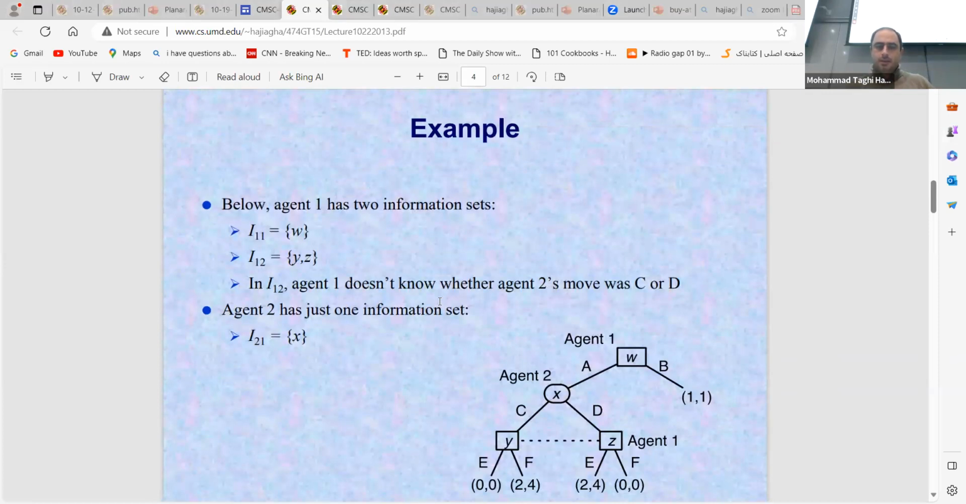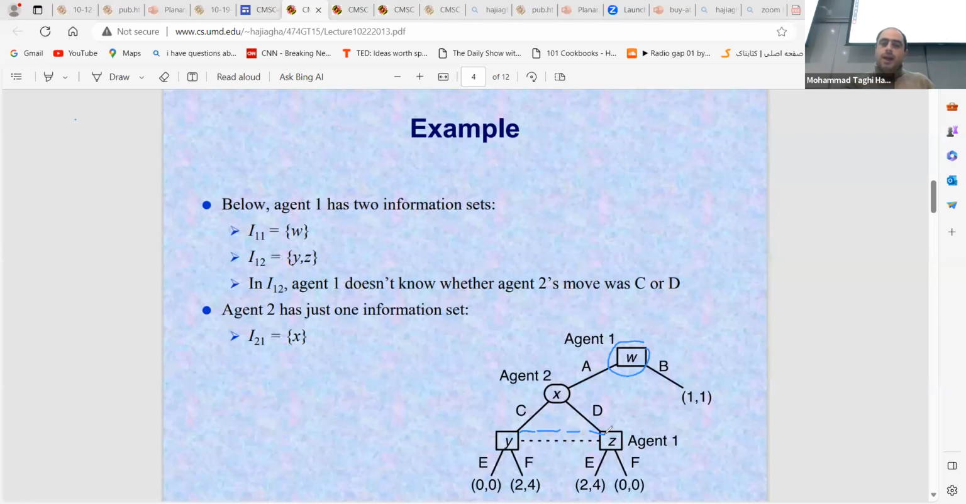So let's see an example. Consider this game. Agent 1 has two information sets. One is this one, that agent 1 has just in the node W. We have a unique name for each of them. And agent 2 is in these nodes Y and Z. These two are in the same set, and we represent that by putting this kind of dotted or dashed line. It means that they are in the same information set.